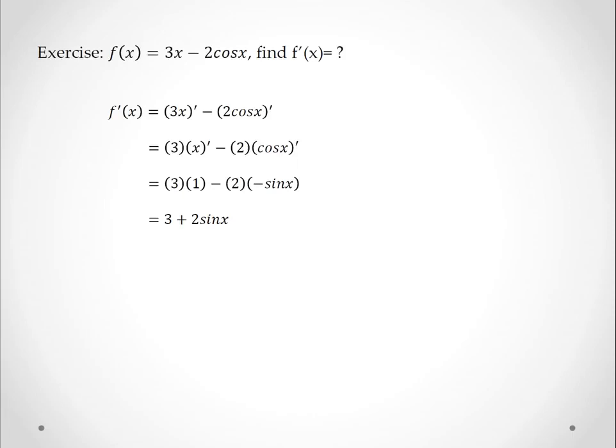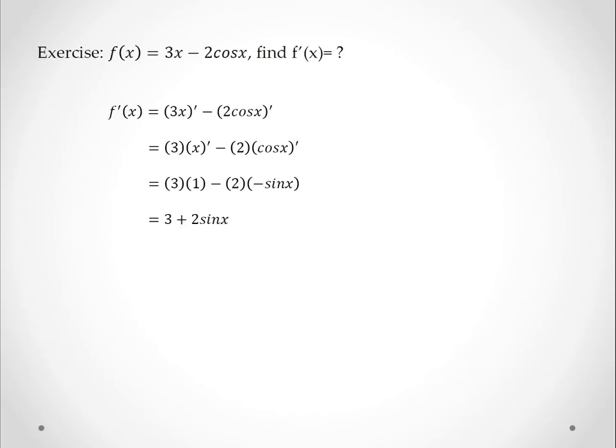Okay, let's take a look at this exercise. f(x) is equal to 3x minus 2 times cosine x. So what is f prime of x? f prime of x is equal to the individual derivatives, and then we do the subtraction.